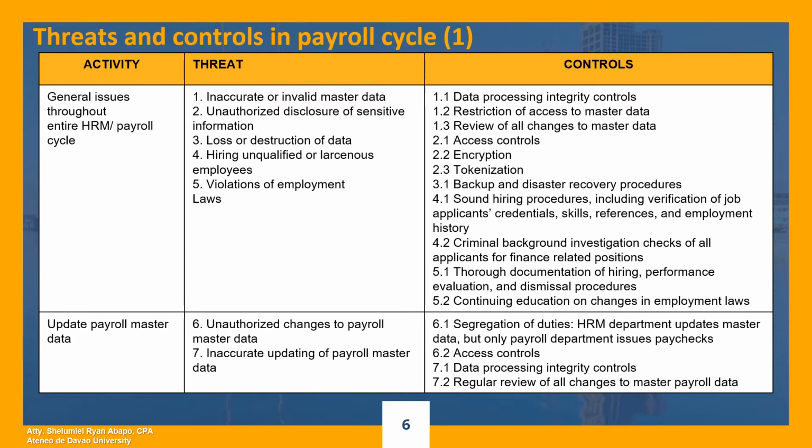First is to institute or introduce in your accounting information system data processing integrity controls. Also, to restrict the access to master data and to review all changes of master data, meaning a higher up will be given the authority to review any changes that will be suggested or introduced by an officer or employee before him. So therefore, you create a chain of accountability between two sets of staff or employees.